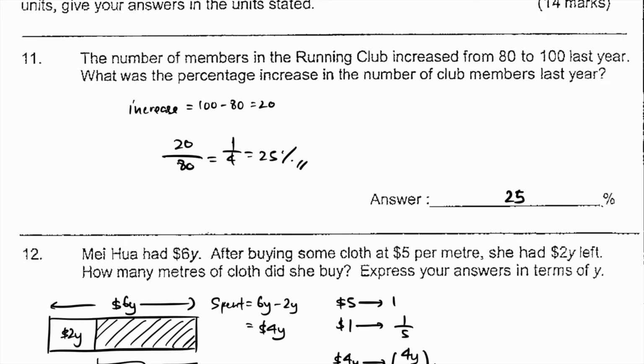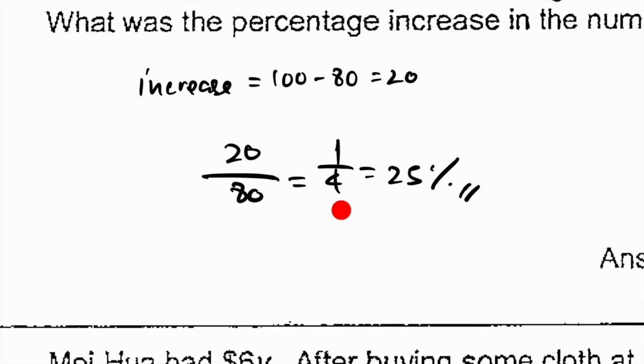Now, what's 20 over 80 then? It is also known as 1/4. So if you're familiar with the few magic numbers, 1/4 is also known as 25%. 1/2 is also known as 50%. Things like that.